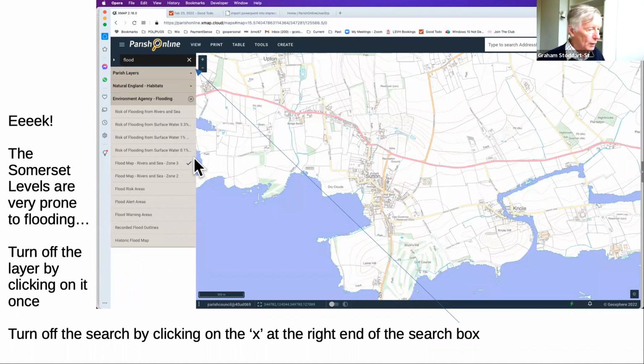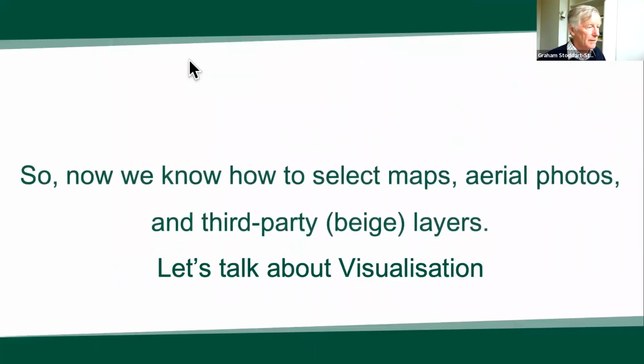And for those of you who wonder why milk is shipped from Somerset to London and not grown around London, it's because all the grass in London is thin and weedy, and in Somerset it's thick and lush and produces much nicer milk because we have so much water here. So you can turn off the search area or that layer just by clicking on the X.